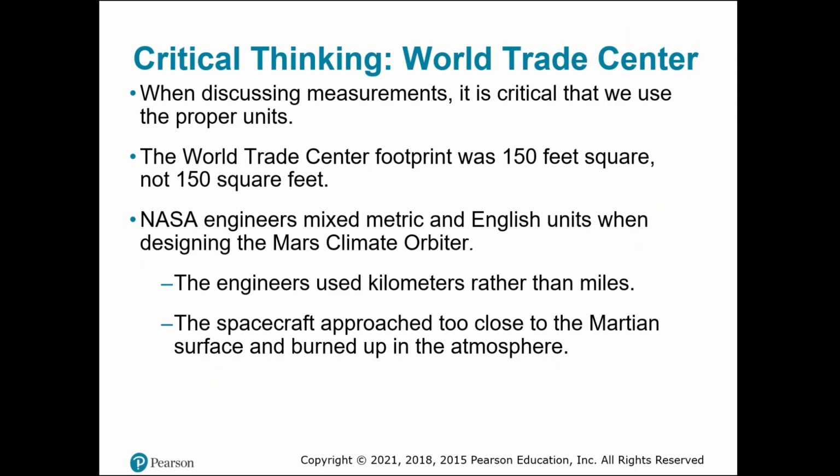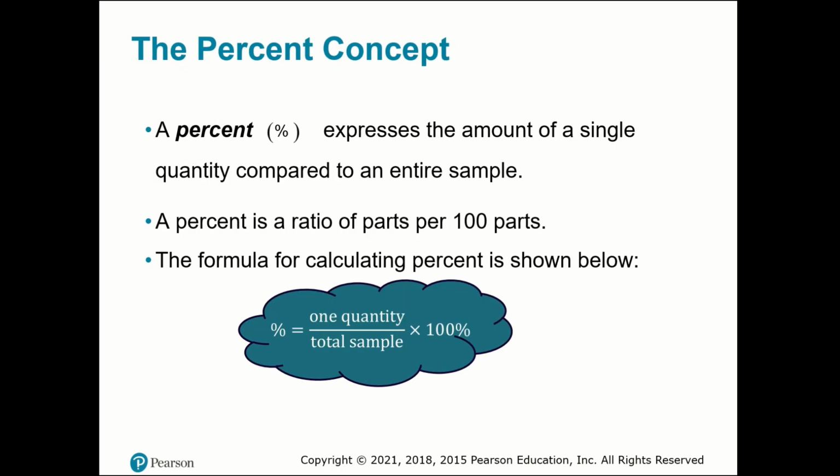So just to talk a little bit about the importance of this, let's remember what happened before. NASA engineers mixed metric and English units when designing the Mars Climate Orbiter. The engineers used kilometers rather than miles, so the spacecraft approached too close to the Martian surface and burned up in the atmosphere. See how important it is to know how to convert units?